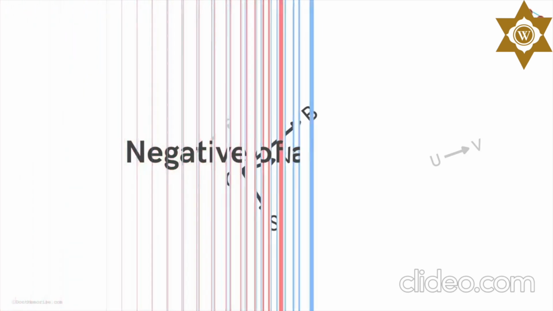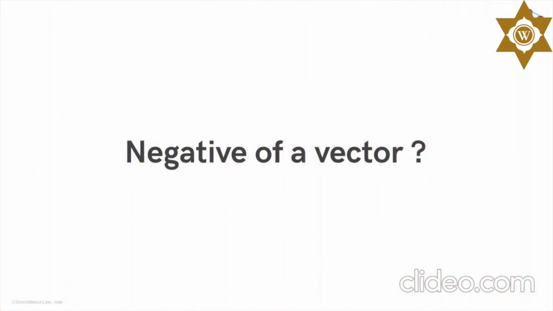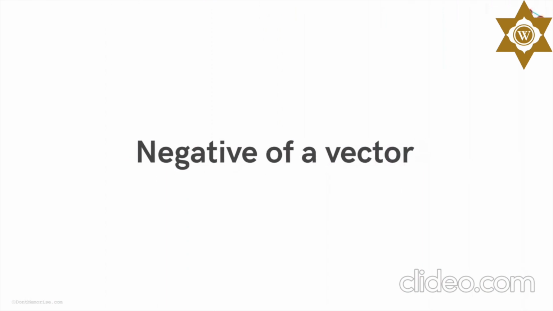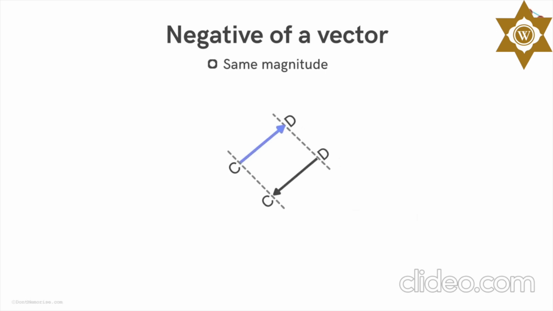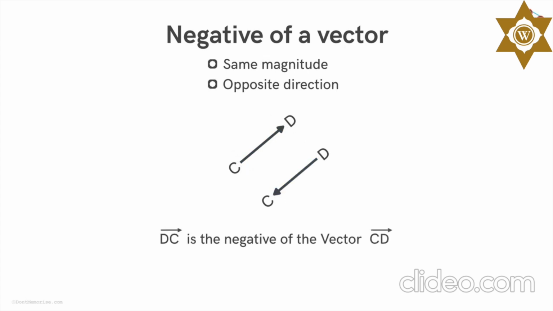Now let me ask you a question. What will be the negative of a vector? For example, let's take the vector CD here. We know a vector is defined by two things: its magnitude, that is its strength, and its direction. So the negative of the vector CD is a vector which has the same magnitude as that of CD, and its direction is opposite to that of CD. So vector DC will be the negative of the vector CD, and it's denoted like this.